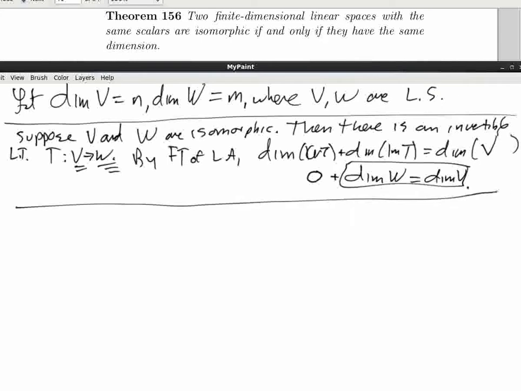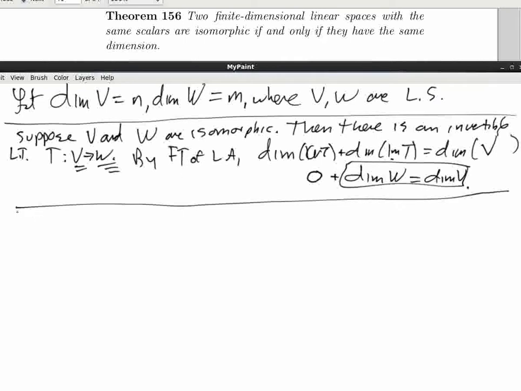So we proved one direction, using the fundamental theorem of linear algebra quite a bit. Then we use the fact that the definition of isomorphic means there's an invertible T. Then we use invertible as the same as one-to-one and onto. One-to-one means that the kernel is just one element, the 0 vector. The dimension of just the 0 vector is 0. And onto means that the image is equal to the codomain, so the image of T is equal to W.